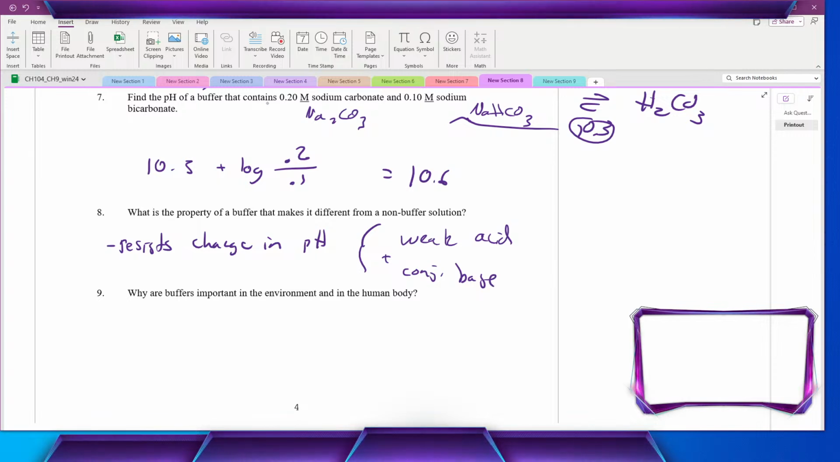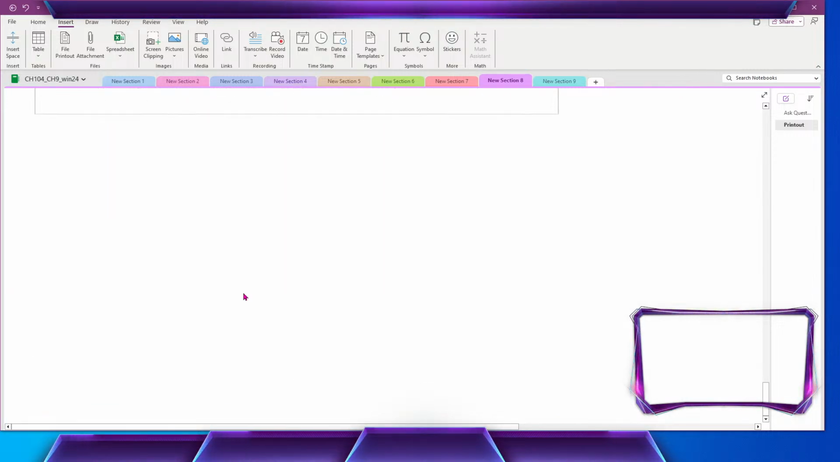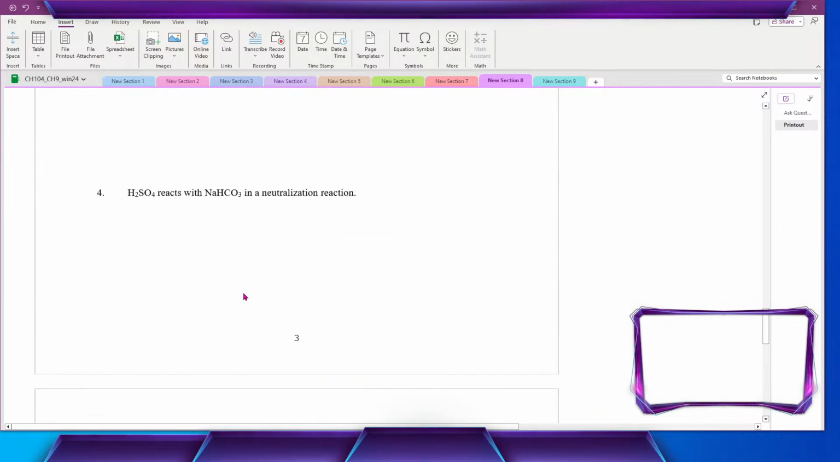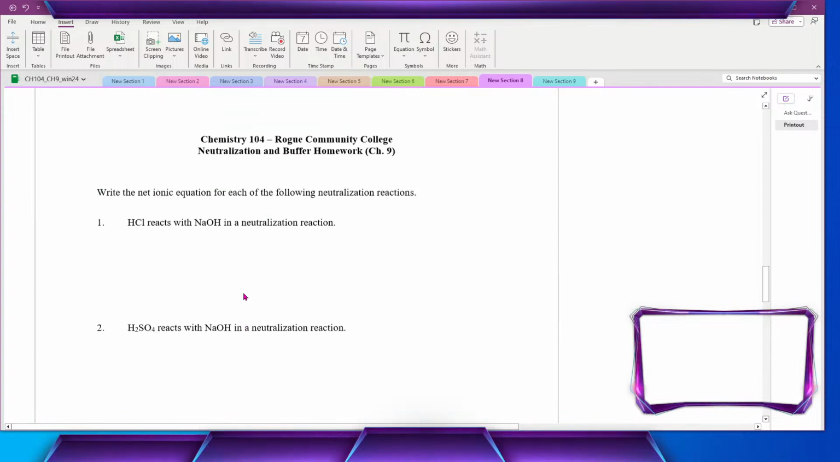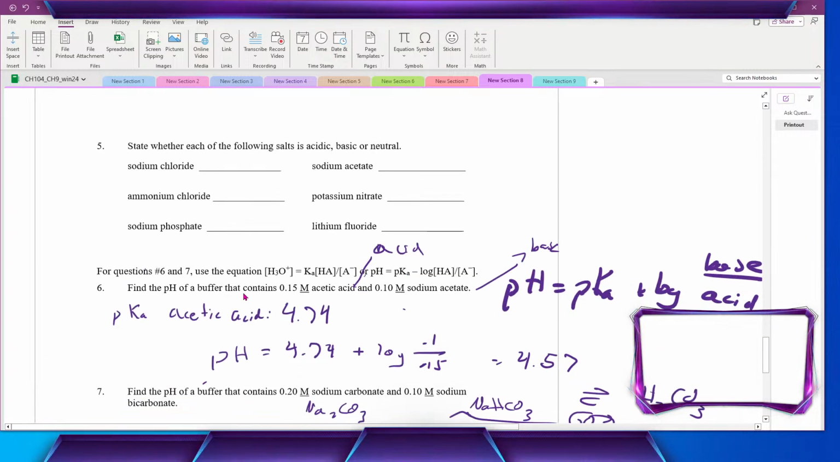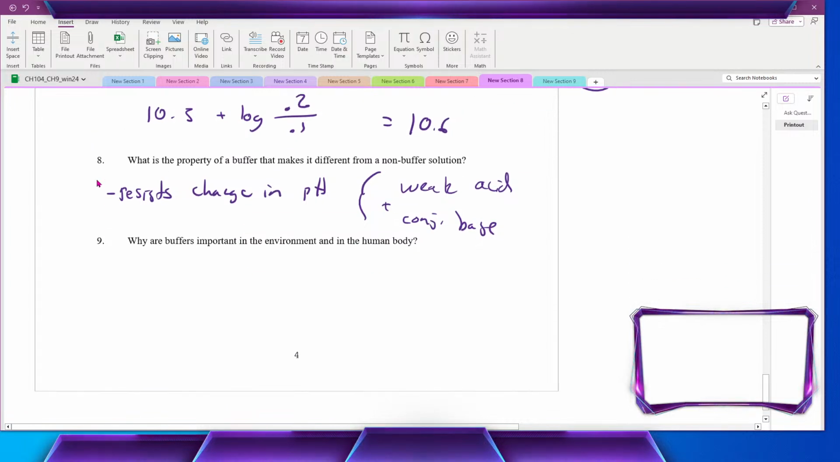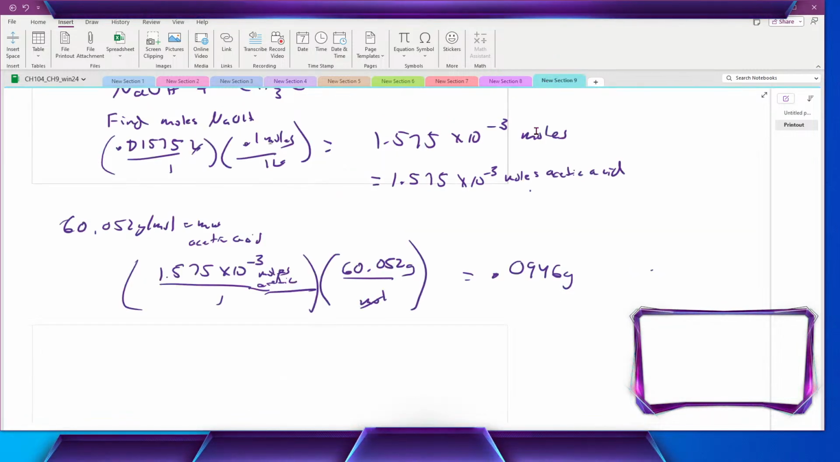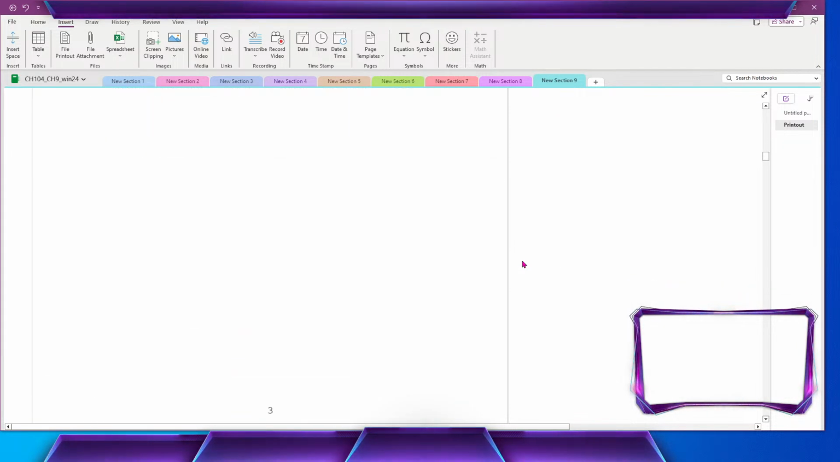Are we looking at the right 8? Am I looking at the right 8? Trying to see if there are other 8s. Is this? Oh, the lab. Sorry, the lab homework. My bad. I was reading.